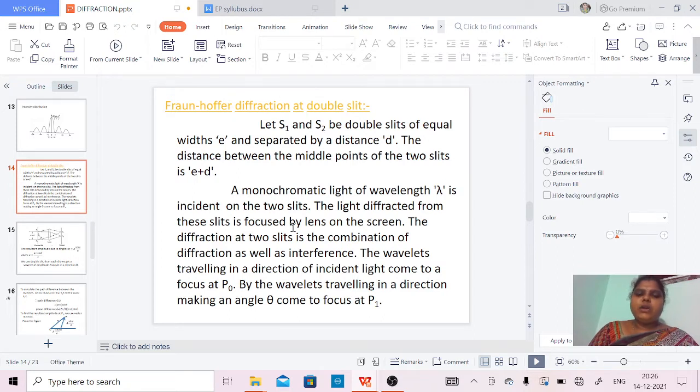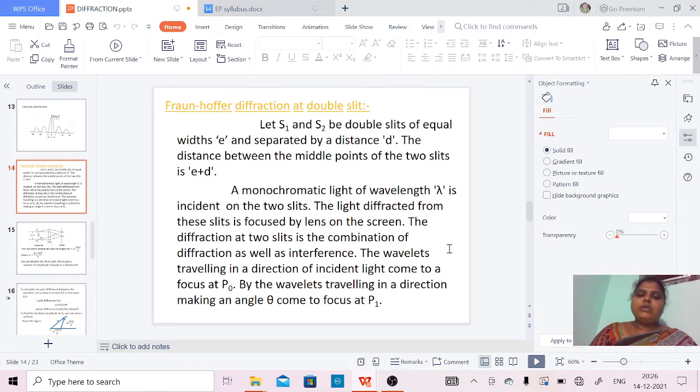distance d. Now the distance between the middle points of the two slits, read again, the distance between the middle points of the two slits, is e plus d. Now a monochromatic light of wavelength lambda is incident on the two slits. The light diffracted from these slits is focused by a lens on the screen. So here also we are using a convex lens.